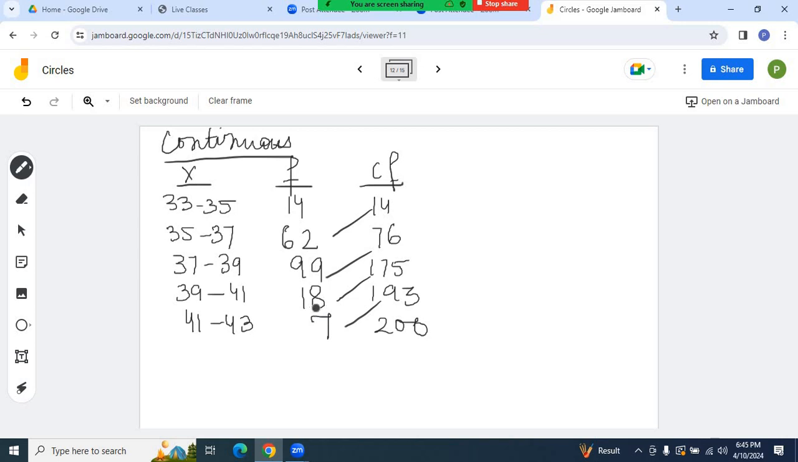Now in continuous series, we don't use n plus 1 by 4. We use n by 4. So for Q1 it will be the n by 4th item. So n is 200, 200 by 4 will be the 50th item. So the 50th item will lie here, and when it lies here, this will be the class interval to be used.